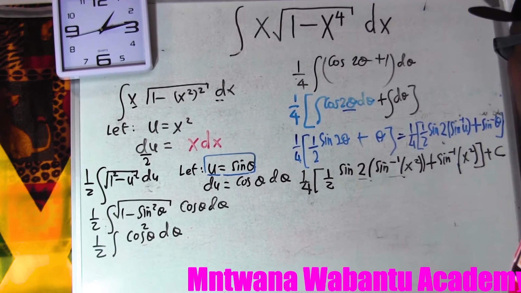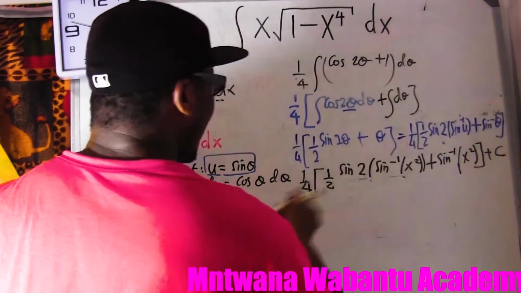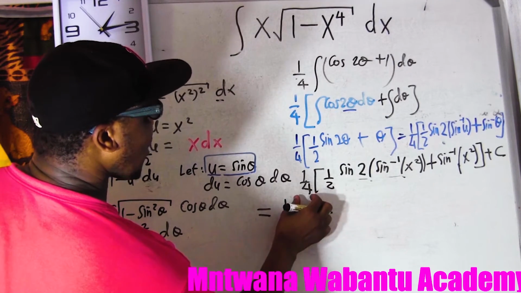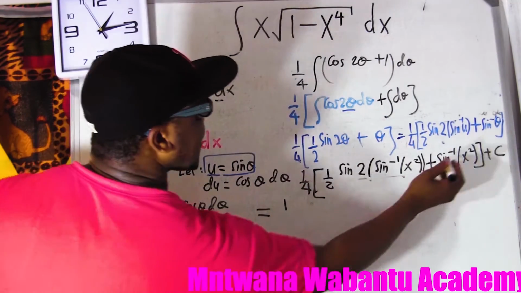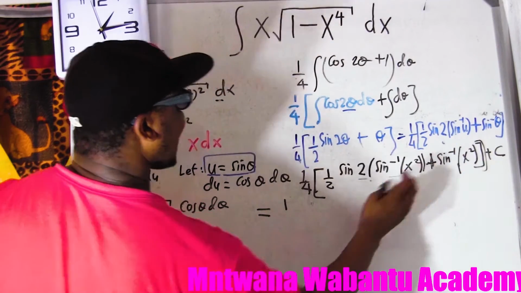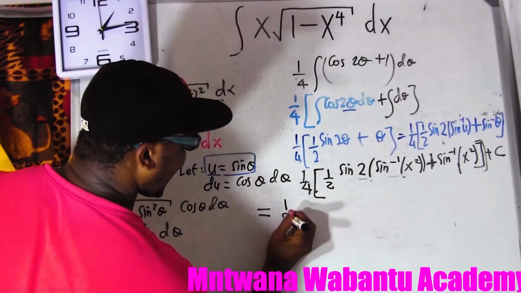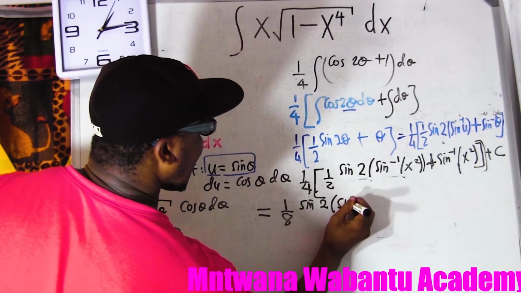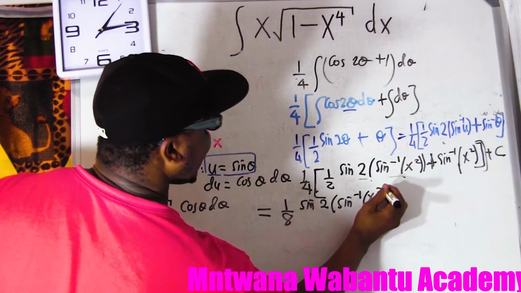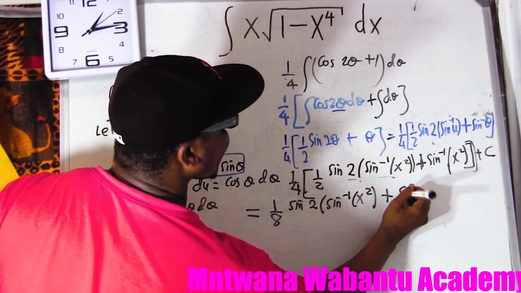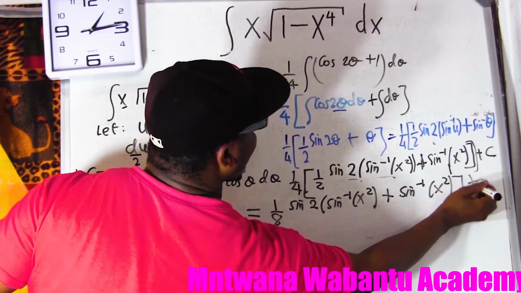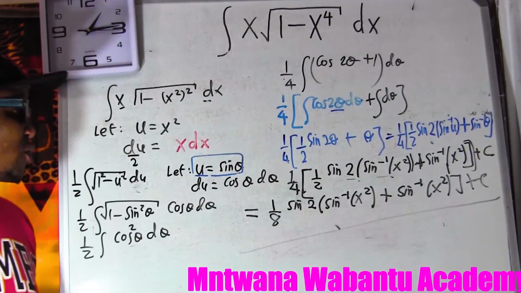And then plus c. If you want, you can put this 1 over 4 inside. It's an option. So this is going to become finally 1 over 8 if you want, or if you don't want, you can leave it like that. Say big bracket, this one plus a half, or you can leave it like that. If you want, you can plug it in. This will be 1 over 8 times sine 2 sine inverse of x squared plus sine inverse of x squared, and then plus our constant c. So this is the first method.